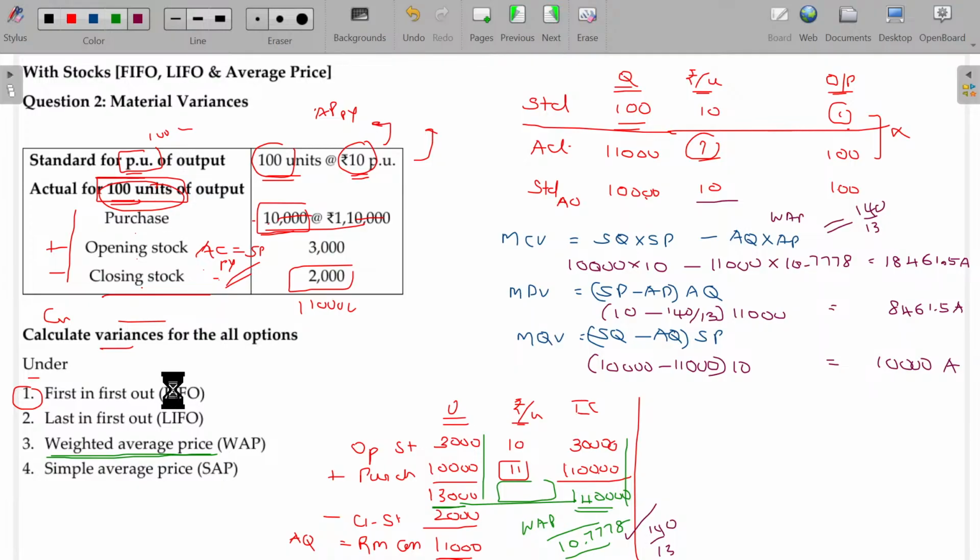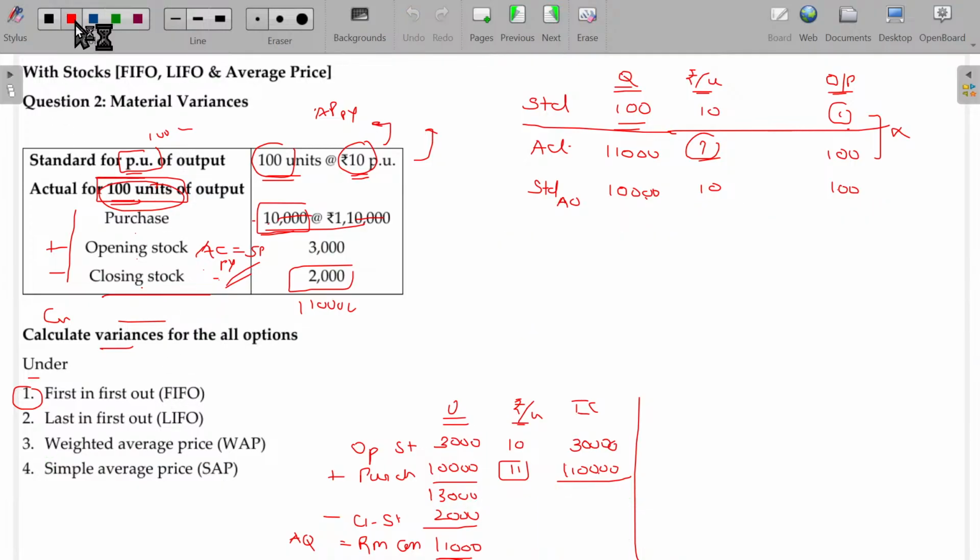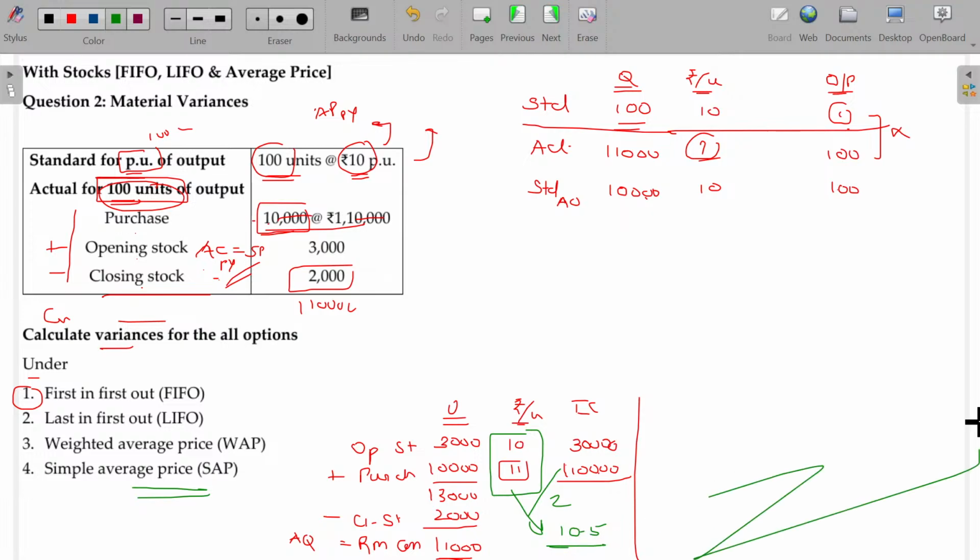Now, under the simple average price method, the price will be taken only as the average of these two prices. 10 rupees and 11 rupees, you can take 10.5. That's all. The rest will be used in the same manner. You can try it yourself. So this one being 10.5. This is what the simple average price method is about. Come on, make it faster. The average of prices will be the simple average pricing method.